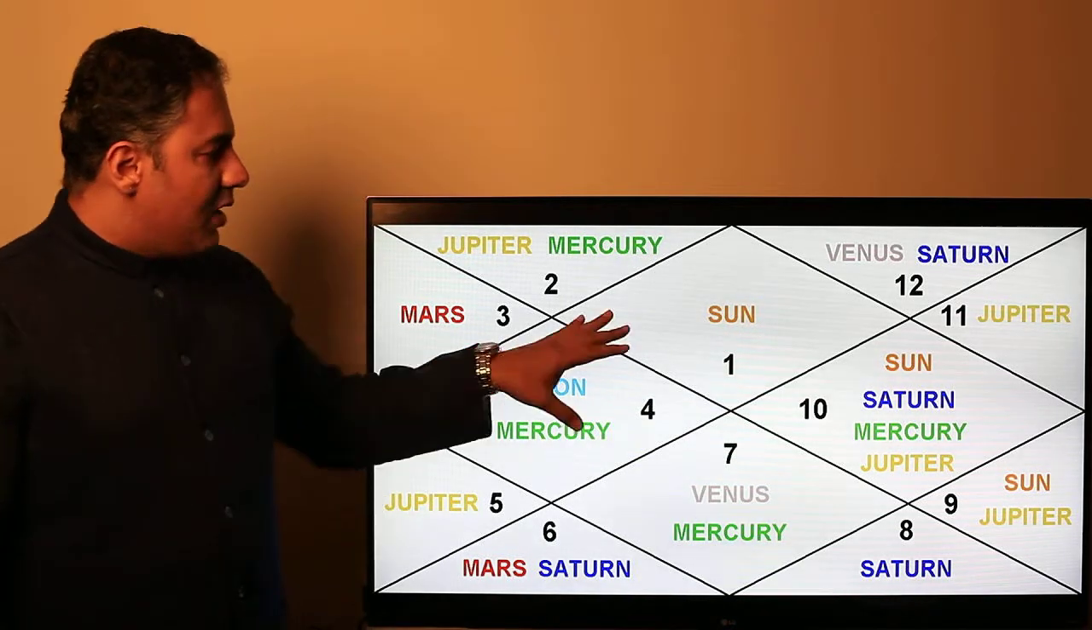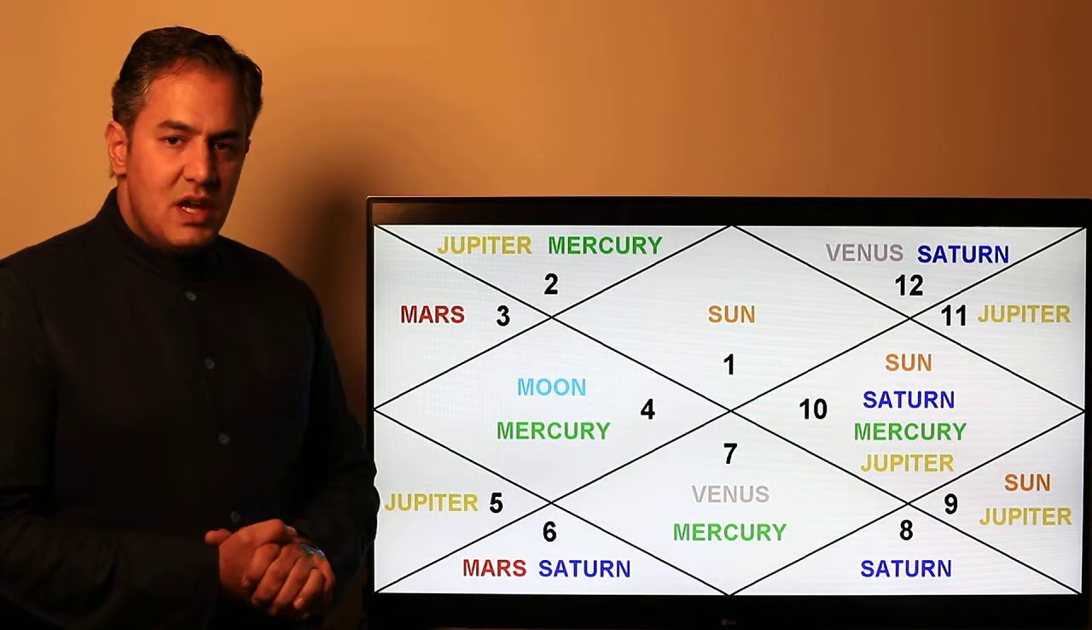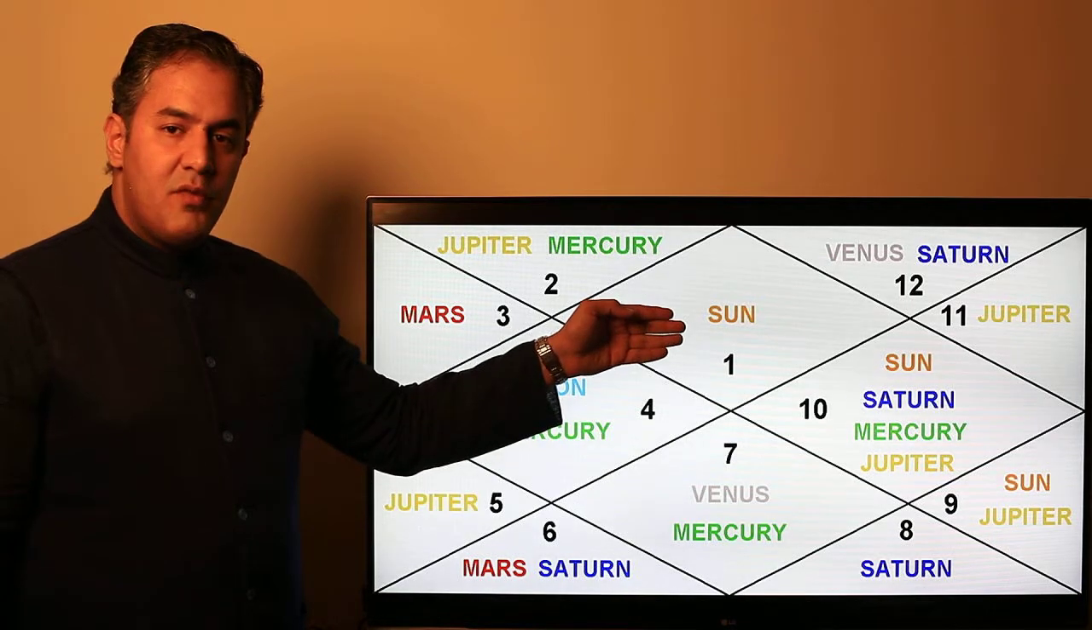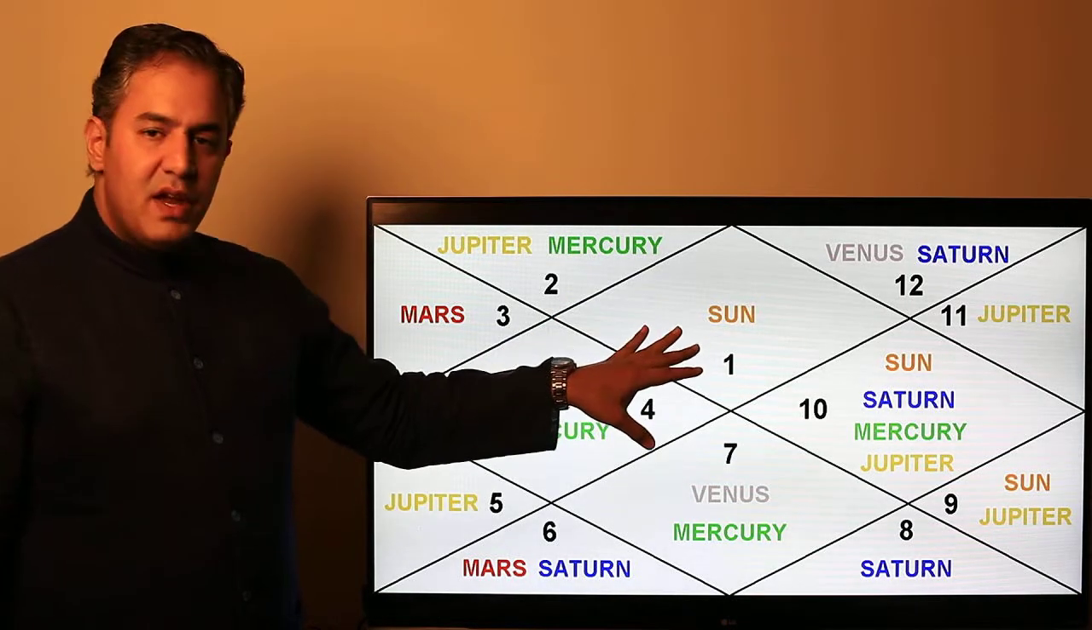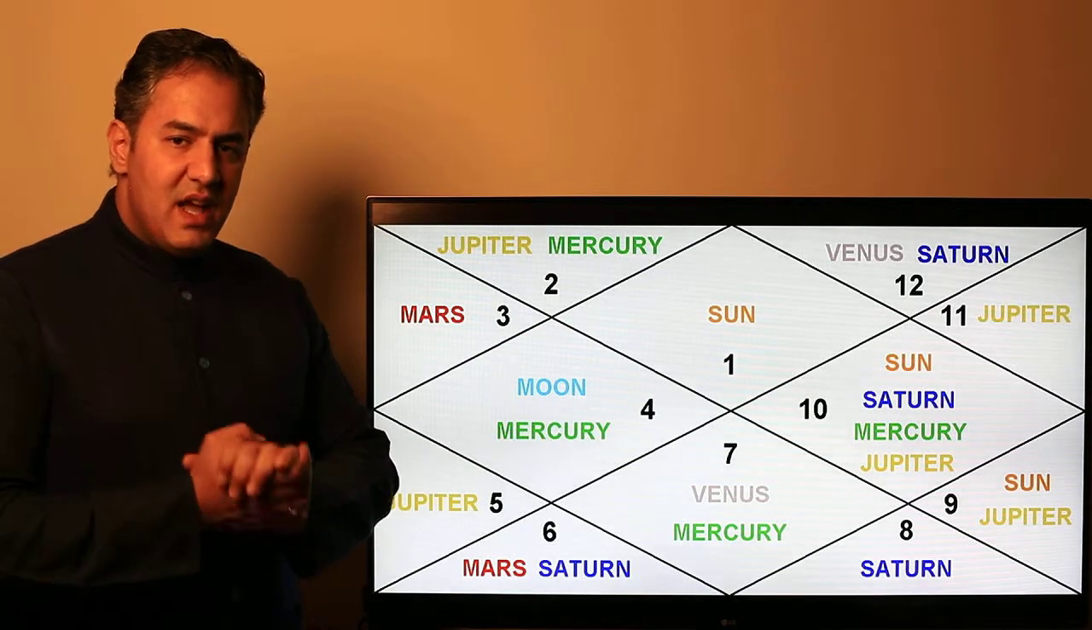So all in all, these are the fixed significators of the 12 houses. Don't mix them with the fixed significators of the planets. The fixed significators of houses are different from the fixed significators of planets in Vedic astrology.